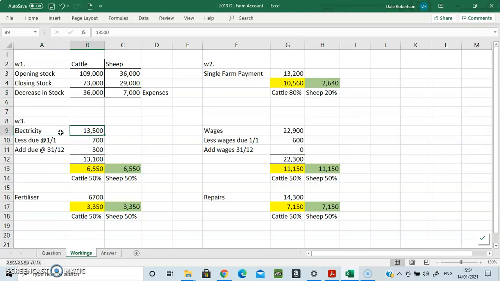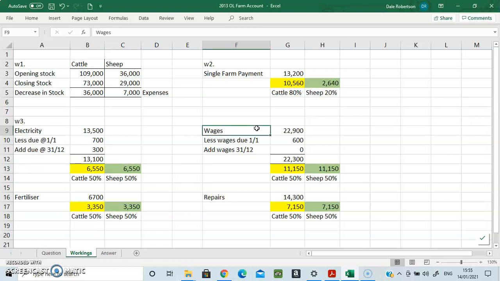Electricity, well, you need to take out the electricity due at the start, add on the electricity due at the end. Same rules apply, which would have always applied in club accounts. That gives you the 13,100, and that is the number that you can split 50-50.